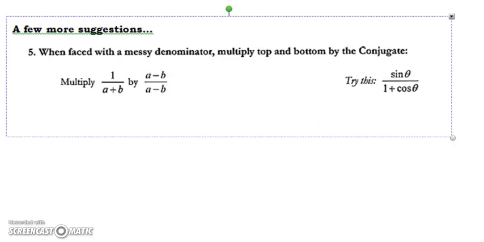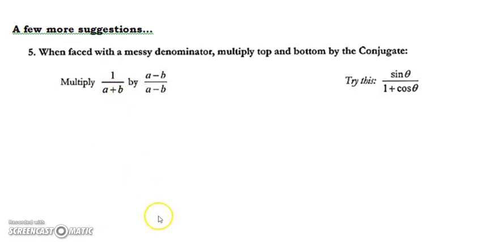Moving right along through these. Now, when things get a bit messier, like you have a fraction, for example. So this is a fraction, 1 over a plus b.